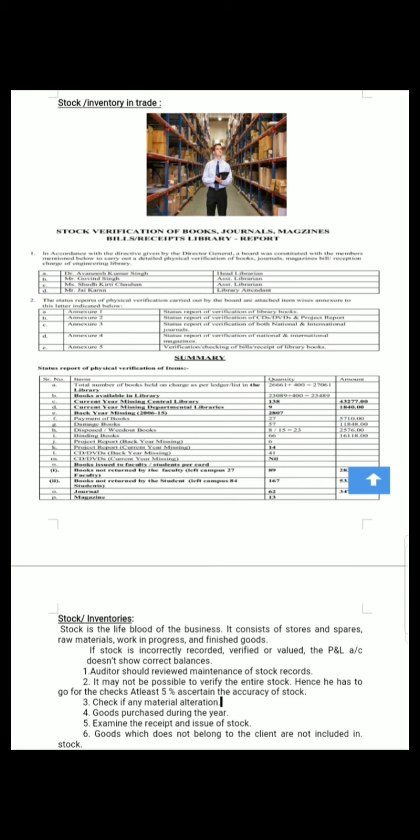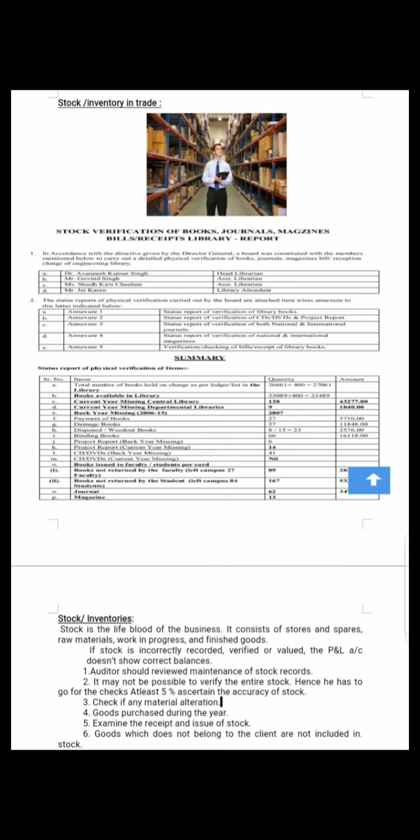So it may consist of stores or spare parts. You can see in the diagram, there is a store which is available and it contains the spare parts, the raw materials, the work in progress, and the stock will be kept in the form of finished goods for the sake of sale to the vendors, buyers. Now, in case the stock is incorrectly recorded or verified or valued, the profit and loss account, the P&L account, does not show the correct balance.